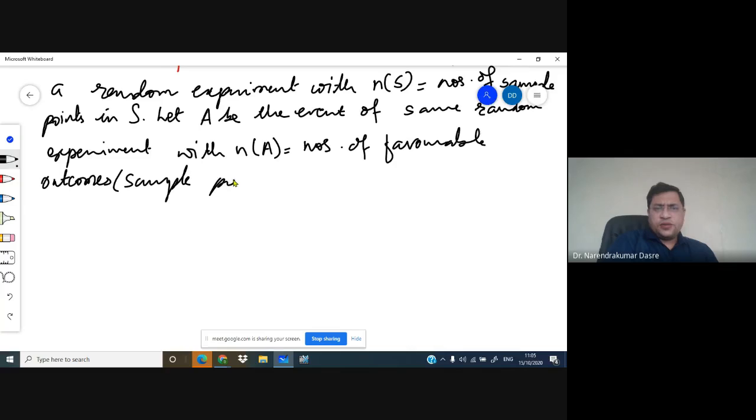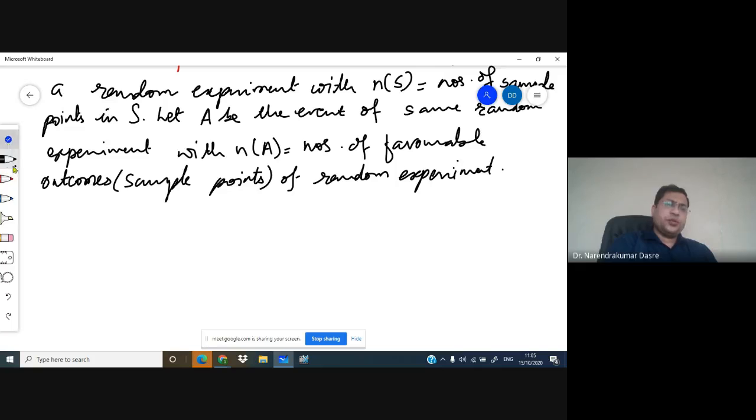These are nothing but sample points of the random experiment. So what we have here, we are assuming S to be all the sample points in that random experiment, and then we are assuming A to be the event.